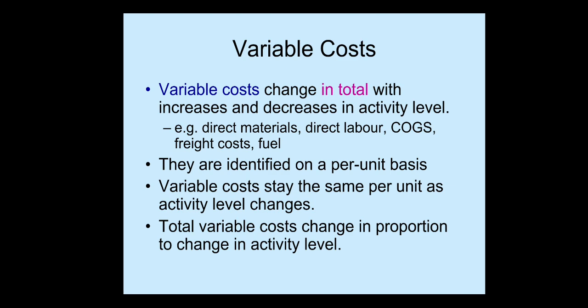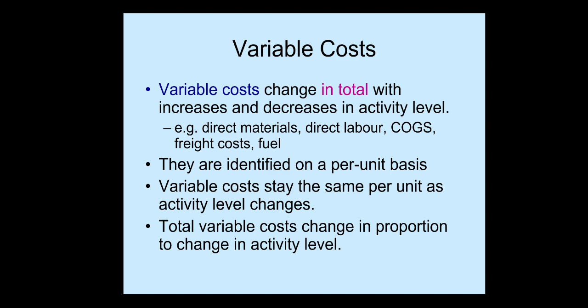You produce 1 unit, the cost is like this. 2 units, the cost will become double. 10 units, the cost increases 10 times. So that is the variable cost. And then point number 3, variable cost stays the same per unit as activity level changes. So unit variable cost is the same.